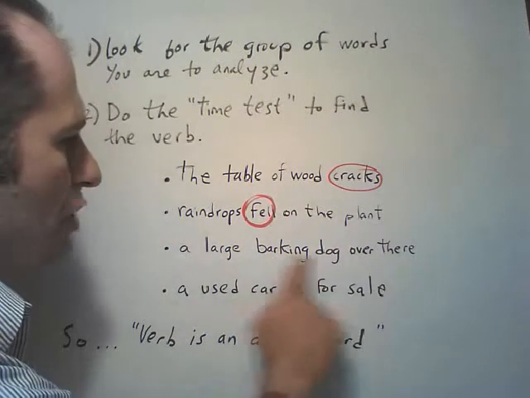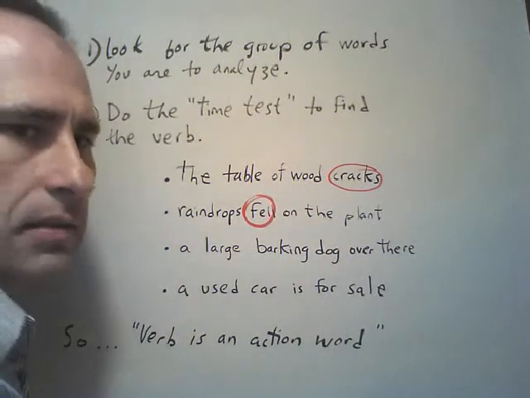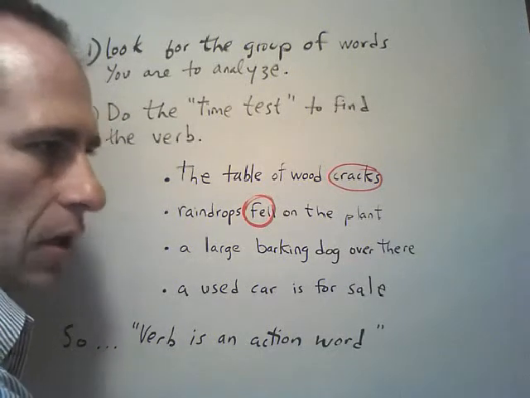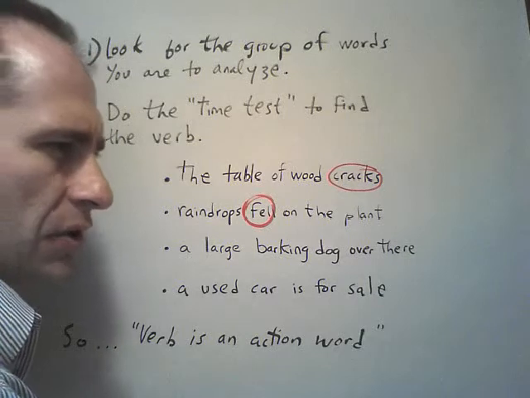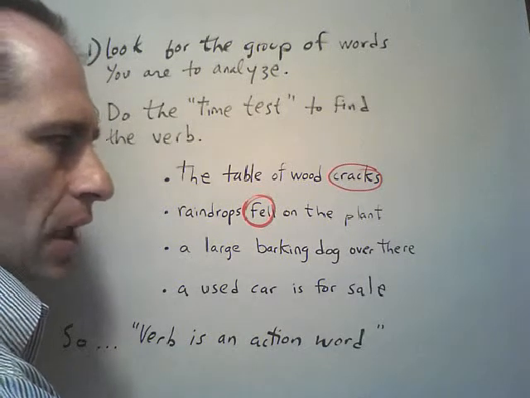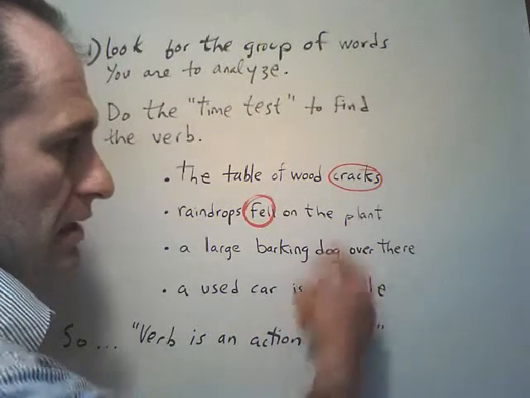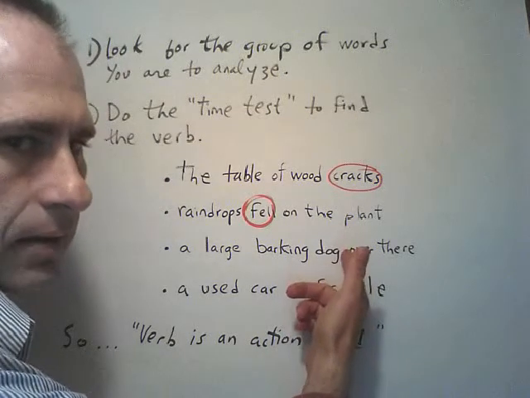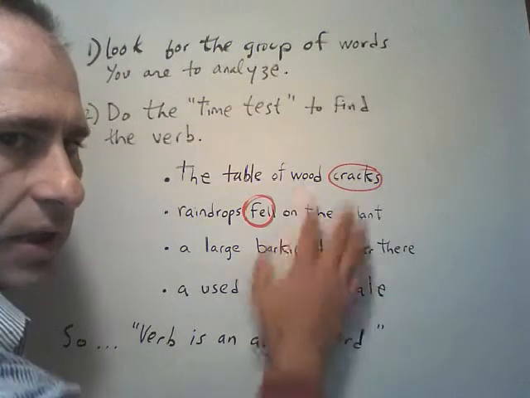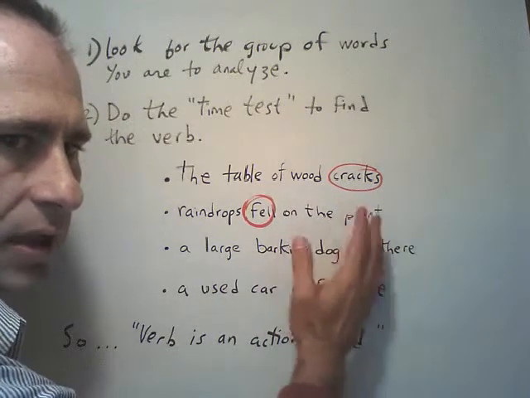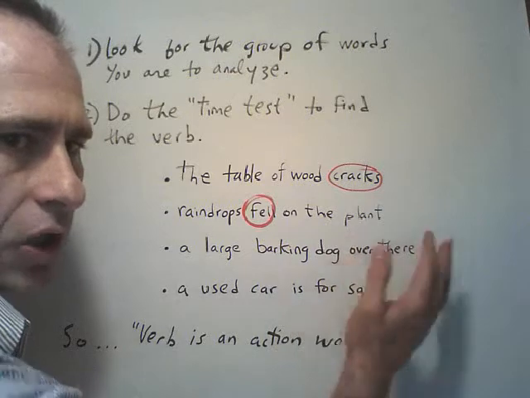It's a large barking dog over there. How would you say this in past tense? A large barking dog over there. How would you say it now? A large barking dog over there. How would you say it in the future? A large barking dog is over there. No, wait a minute. That would be present tense, but you're adding is. Don't add anything like that. The only thing you can add legitimately is will. That's how we form the future in English. Will run, will sing, will faint, will fall.